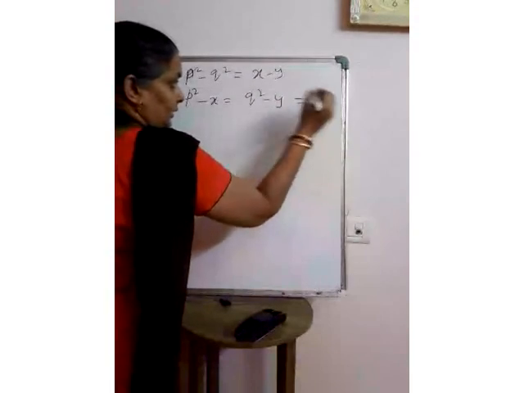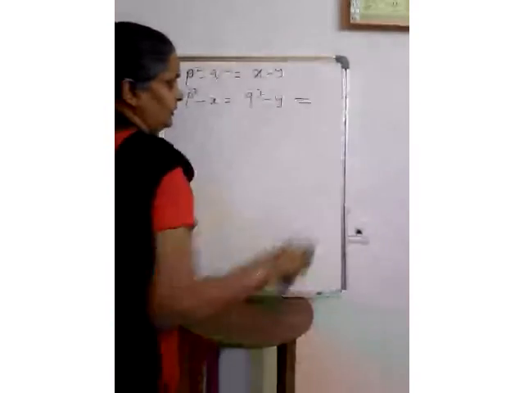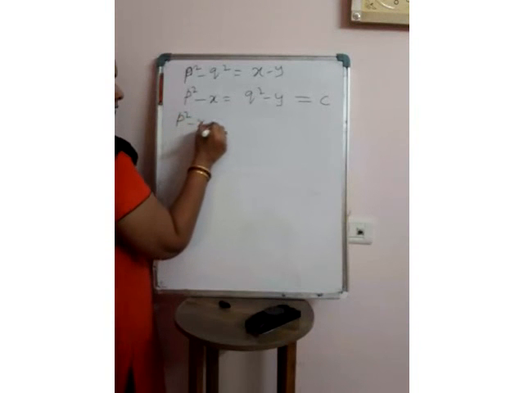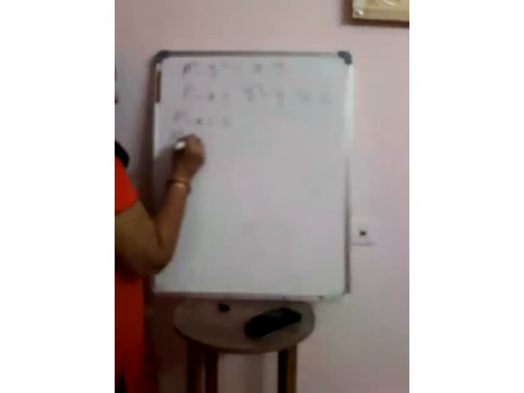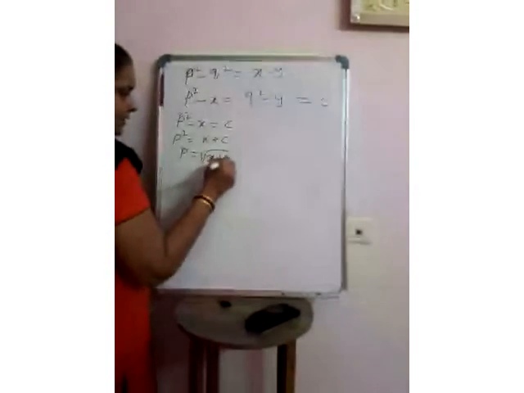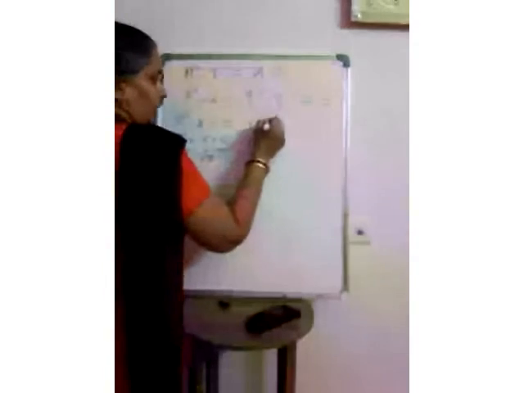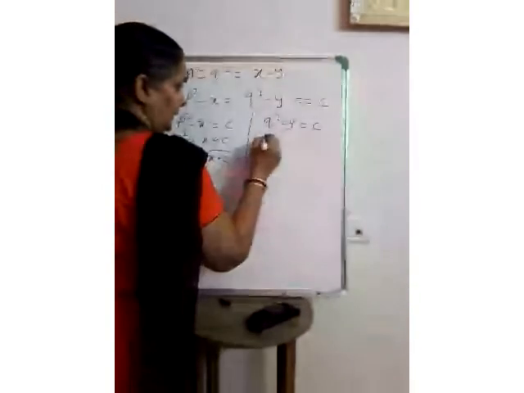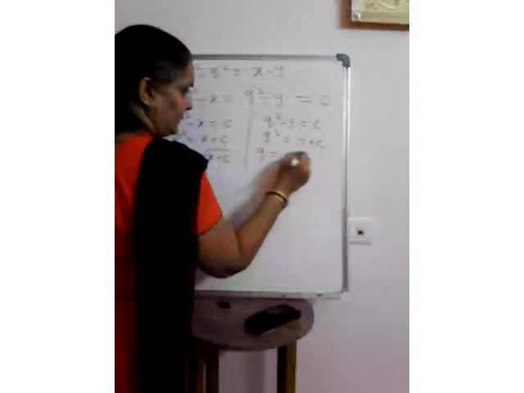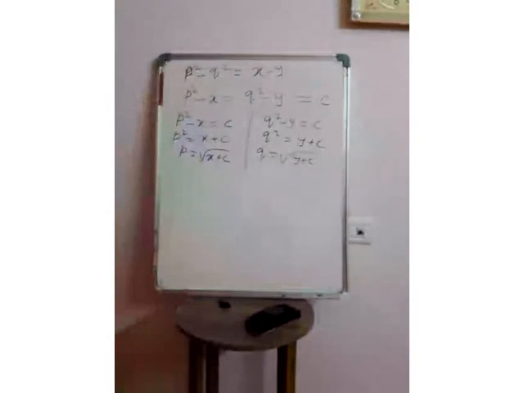Equate each term to a constant. So k or c, whichever is more convenient, c. So p square minus x is equal to c, or p square is equal to x plus c, or p is equal to root over x plus c. So this we got as p. q square minus y is equal to c, q square is equal to y plus c, q is equal to root over y plus c. Strictly speaking, plus or minus, I have taken only the plus root.